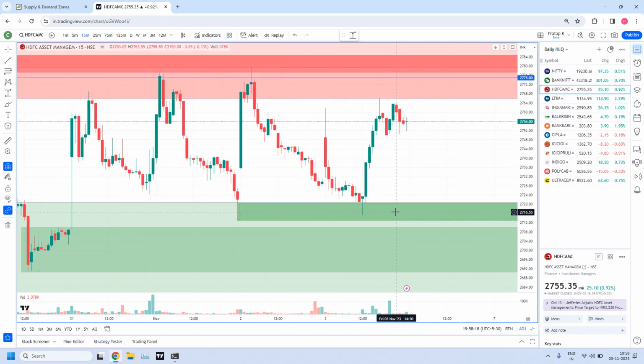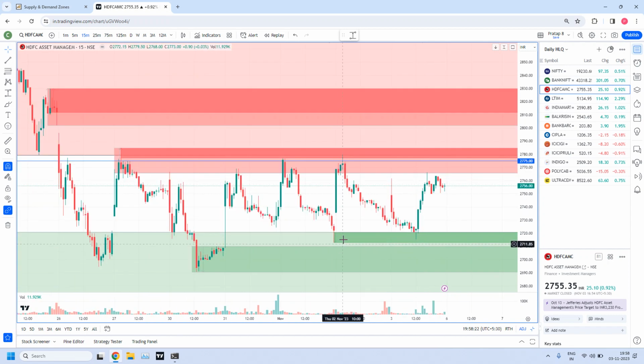Most of the times, remember I'm stressing on the words most of the times, these independent 15-minute zones or 5-minute zones, which are not part of this 75-minute zone, will fail unless they are also high liquidity zones. If they are high liquidity zones, yes, they work.